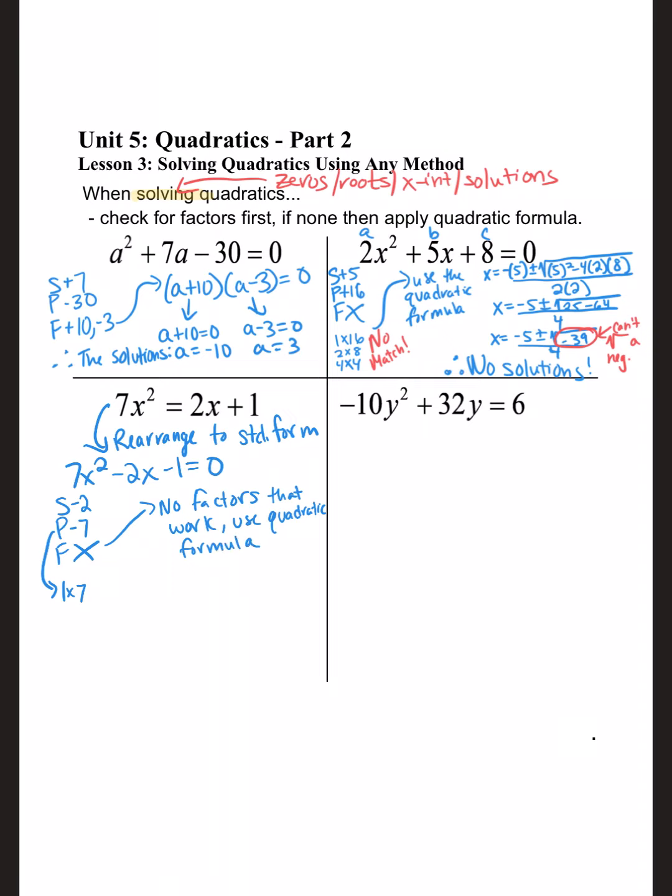Okay, so if we were to label our A, our B, and our C, we know A equals 7, B equals negative 2, and C equals negative 1. Take a minute, pause your video, and see if you can plug those into the quadratic formula to find your solutions.